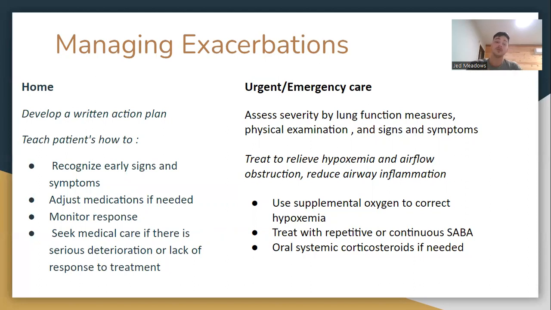Or you can go the urgent and emergency care way. You want to assess severity by lung function measures, physical examination, and signs and symptoms, to treat to relieve hypoxemia and airflow obstruction. You want to reduce airway inflammation, and you want to use supplemental oxygen to correct hypoxemia. You want to treat with repetitive or continuous SABA, so short-acting bronchodilators, and/or systemic corticosteroids if needed.